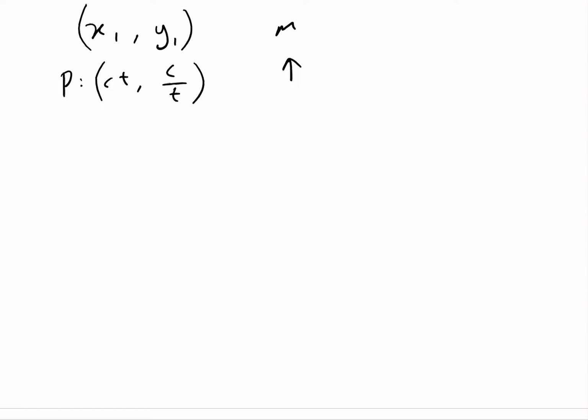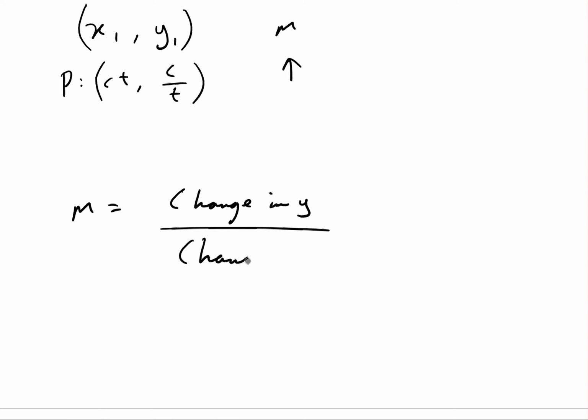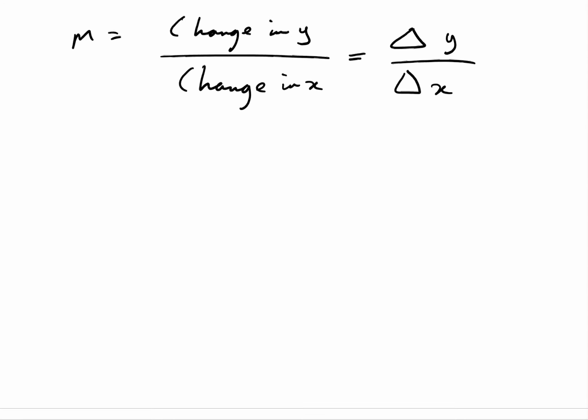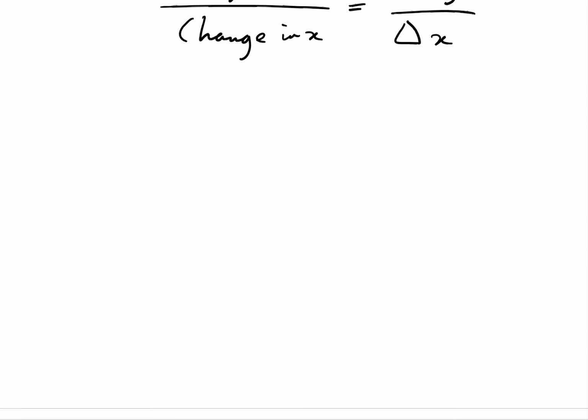Well, do we know an expression for the gradient? Well, yes, we do. It's change in y divided by change in x. In physics you've probably come across this. Change is normally abbreviated to the Greek letter delta. So change in y over change in x. Okay. Well, let's have a little bit of a think now.